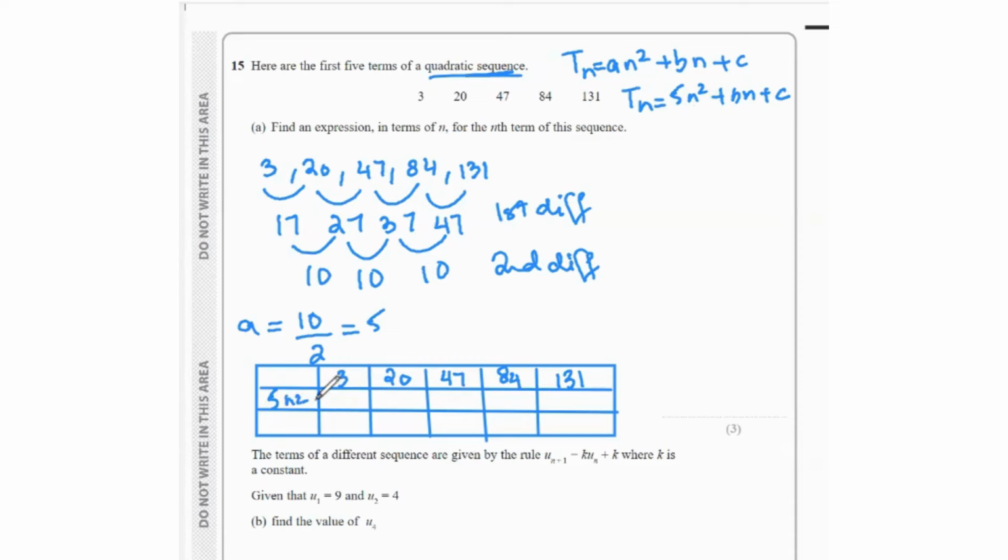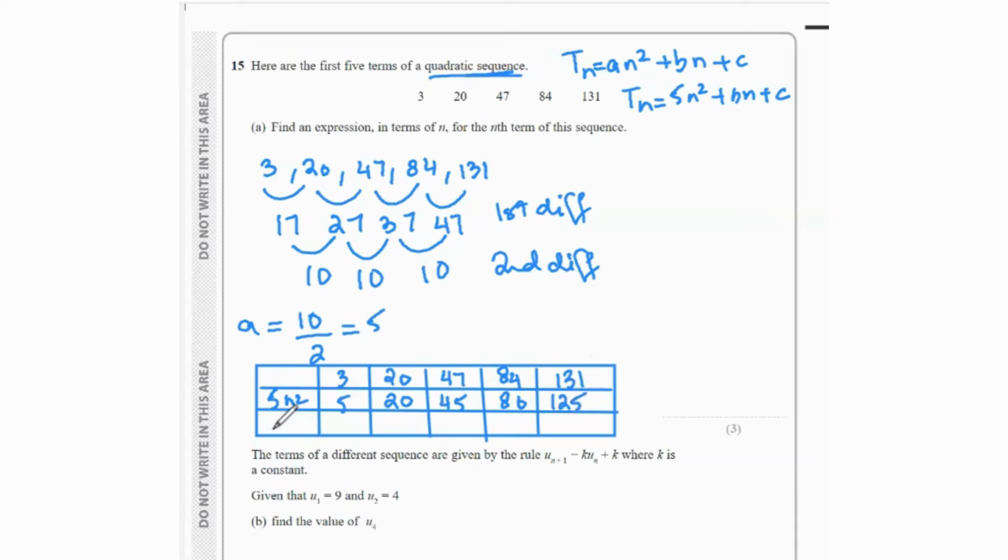So if you use 5n squared as the nth term, for the first term, we'll get 5 times 1, which is 5. Then 5 times 4, 20. 5 times 9, 45. 5 times 16, which is going to be 80. And 5 times 25, 125.